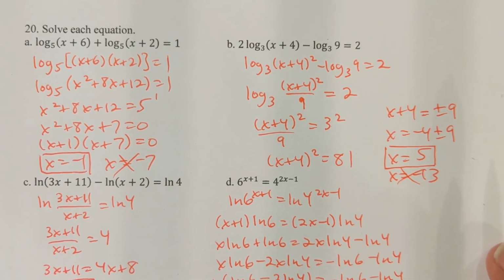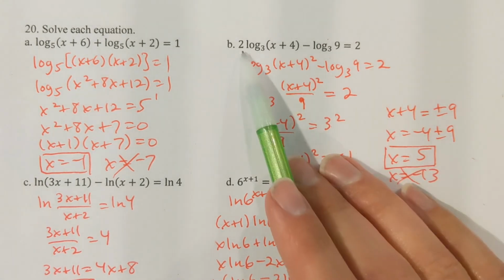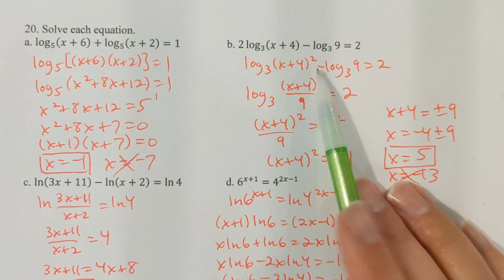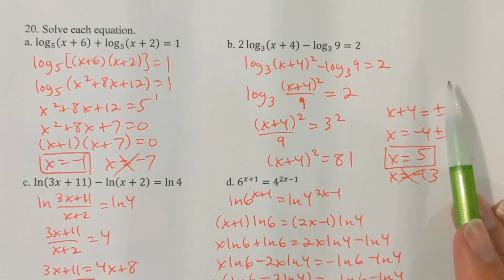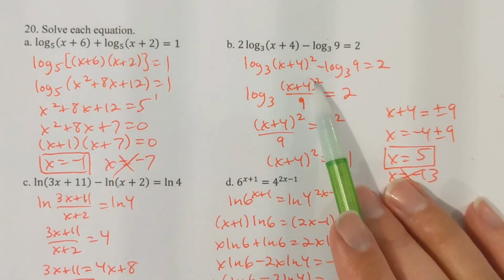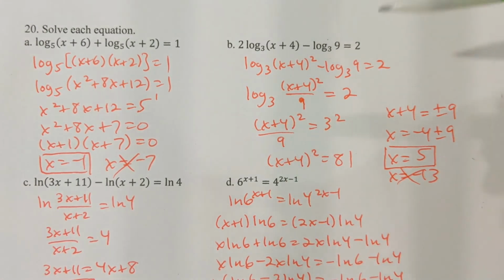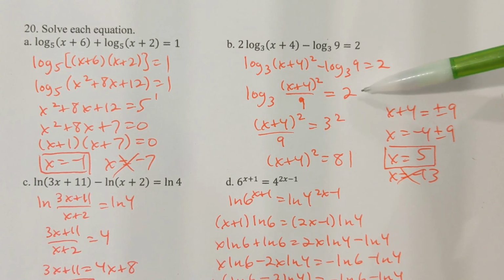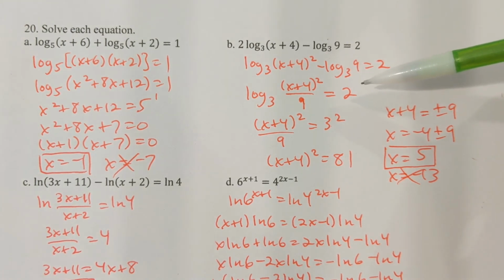Part B, solve for x. This 2, let's bring that inside the logarithm so that it's the power of the inner part. And then I'm subtracting logarithms with the same base. Let me get a single logarithm on that by dividing the inner terms. And then I would say at this point, let's use the definition of a logarithm to lose the logarithmic notation.